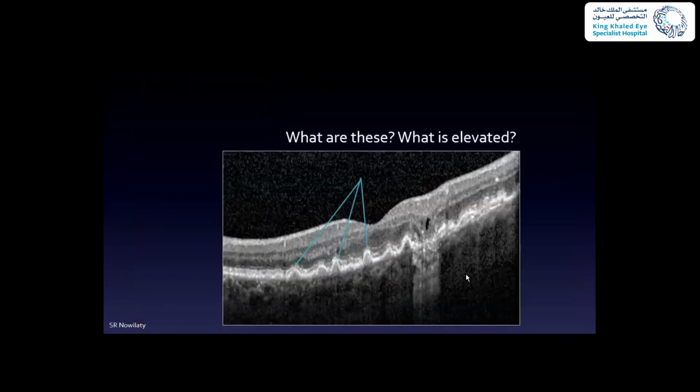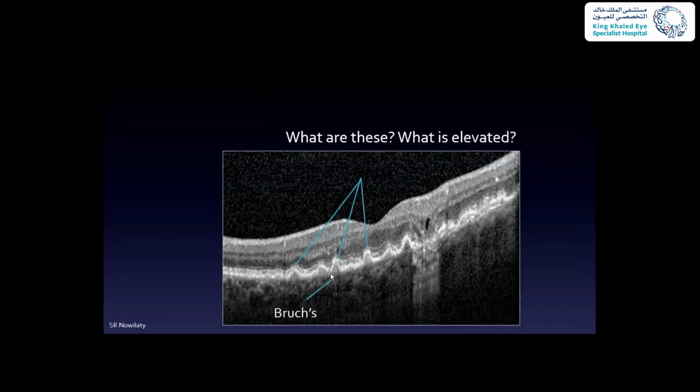So what are these, what is elevated? We've seen this before. What is elevated here is the pigment epithelium. You can follow it. Here it is, a very hyperreflective, zigzaggy appearance of the pigment epithelium. This is pigment epithelial detachment. And when they're tiny and small like this, it is called drusen.